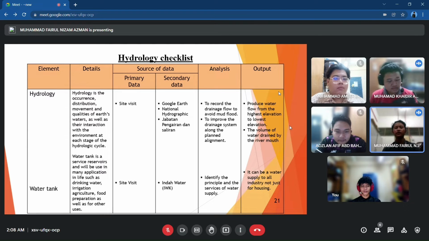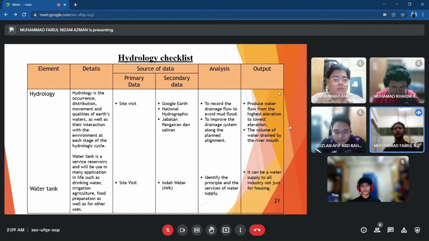Okay, first, for the first element in the hydrology is hydrology. Details: hydrology is the occurrence, distribution, movement and qualities of Earth's waters as well as their interaction with the environment at each stage of the hydrologic cycle. Second, water tanks. A water tank is a service reservoir and will be used in many applications in life such as drinking water, irrigation, agriculture, food preparation, as well as for other uses.